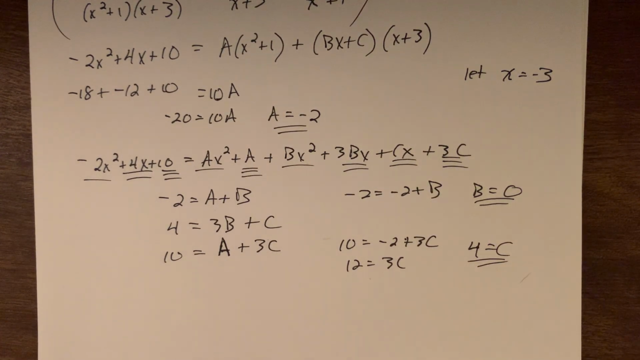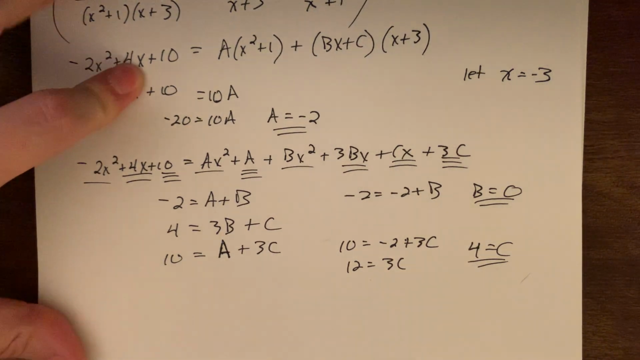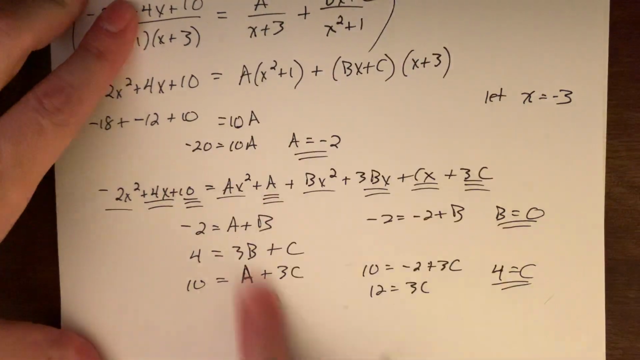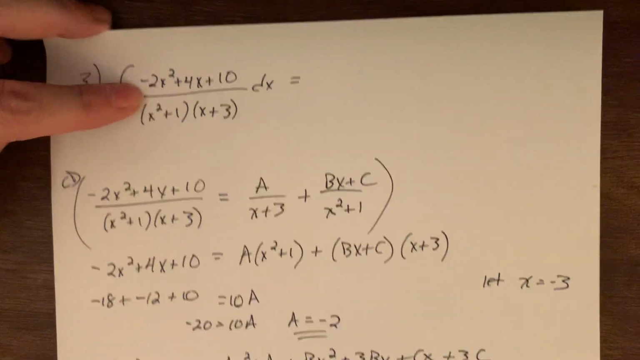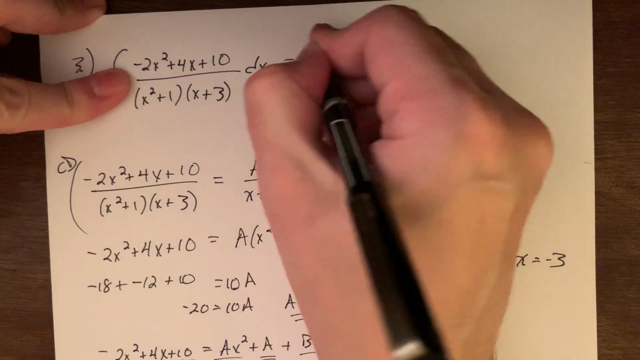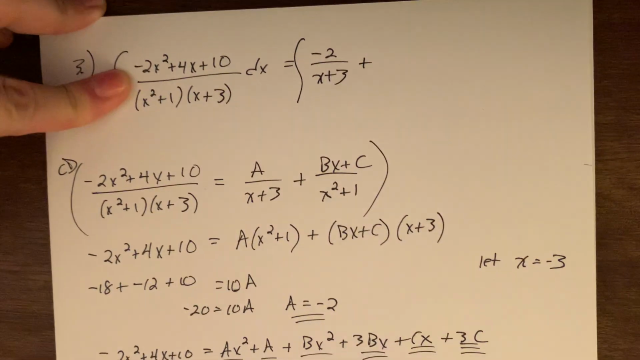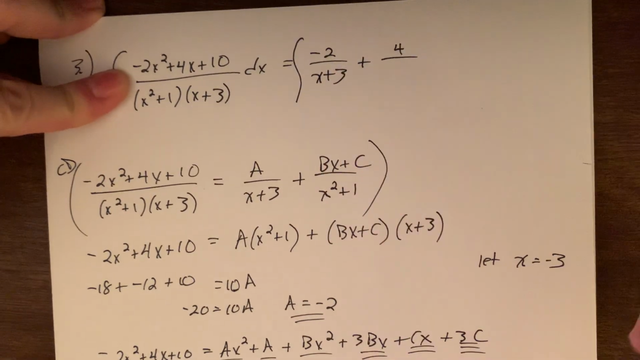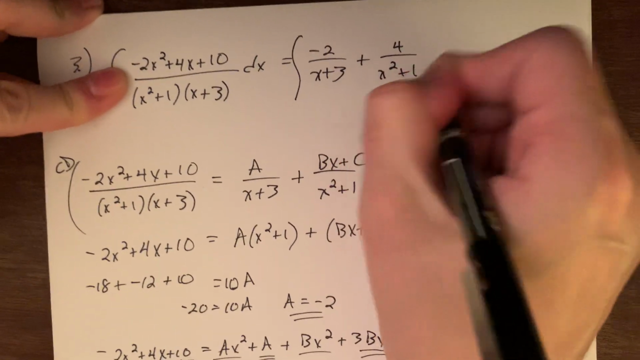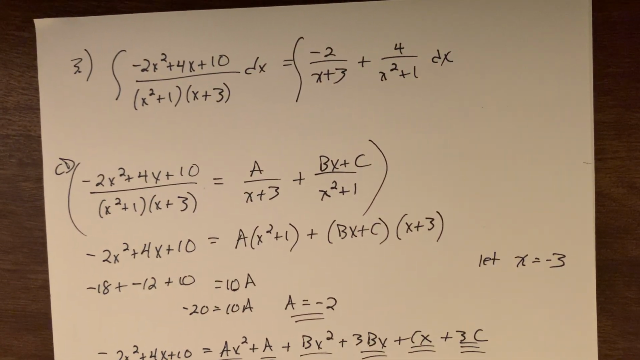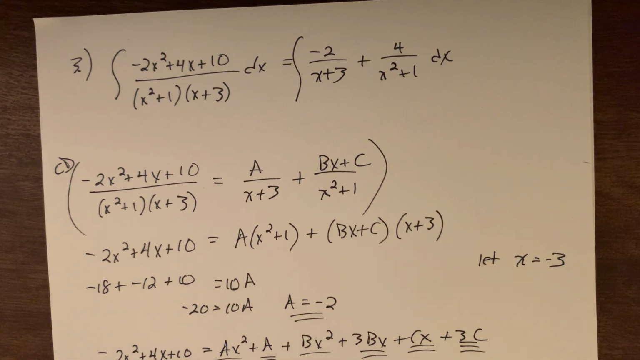Lots of experience is helping us in these later sections. But all that, we've said a lot, make sure we finish. So what we have here, with this decomposition, everything we did down here, back to the beginning, this equals -2 over x plus 3 plus 4 over x squared plus 1 dx. All right, that's all there is to it.